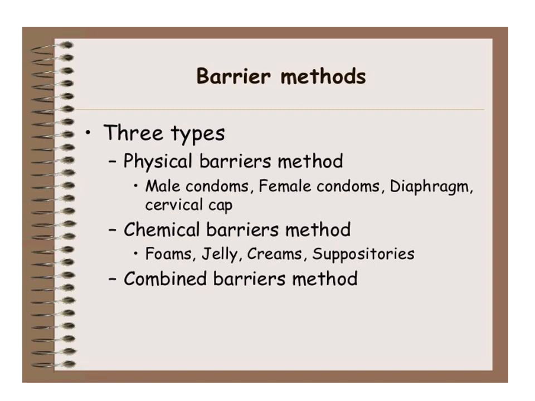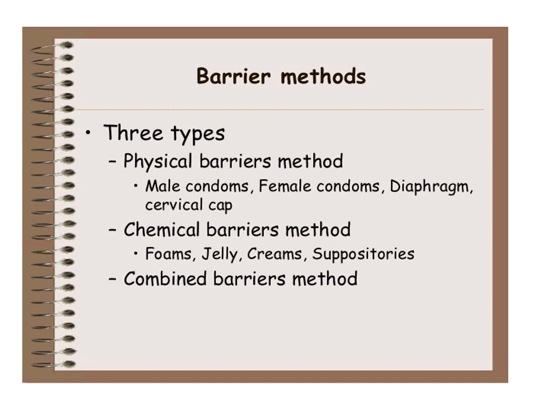Now the barrier methods. Barrier method means you are not allowing the egg and the sperm to meet. So we are putting up a barrier. Now you can see all barriers being put up to prevent the coronavirus infection. Barriers. A mask is a barrier. Similarly, we are putting up physical barriers.